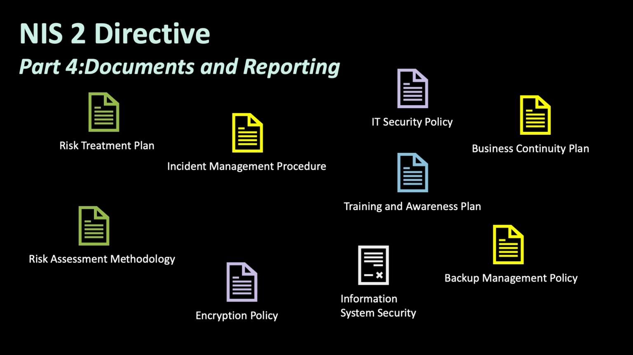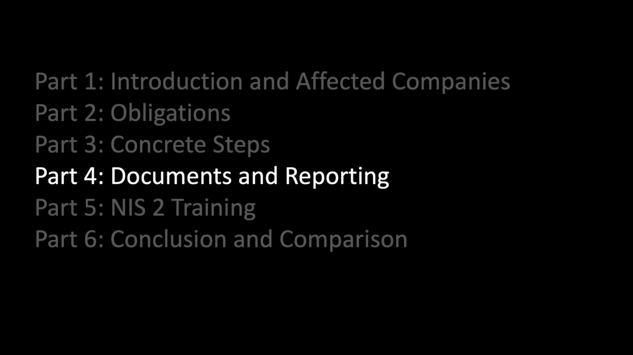From part 1 you learned whether your company has to comply with NIS 2, in part 2 we covered what has to be done in case you are affected, and in part 3 we covered 12 concrete steps you can take right away if you want to be NIS 2 compliant. In this part we cover all the things that have to be documented.